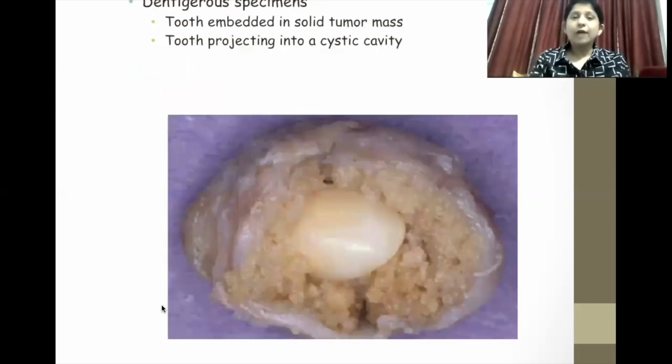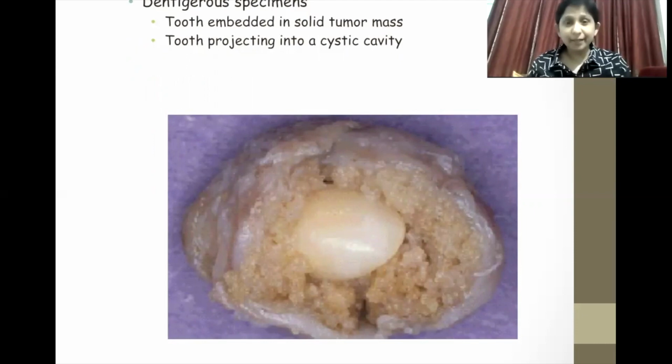So that's a picture where you can actually see the crown of the erupting tooth being embedded in this area. If you look at the picture very clearly, this is the outer capsule, the glistening white capsule that you can see, and this is the tumor mass. The tumor mass is very irregular, yellowish tan in color. And you can see the unerupted crown of the tooth in between the tumor. So basically the tumor looks as if it is attached to the neck of the tooth.